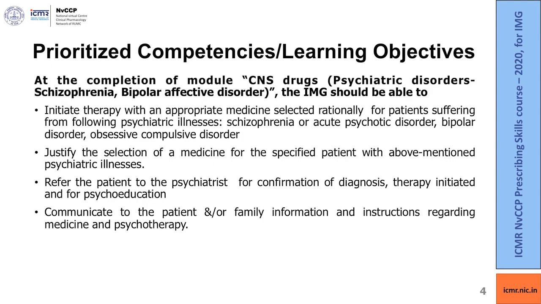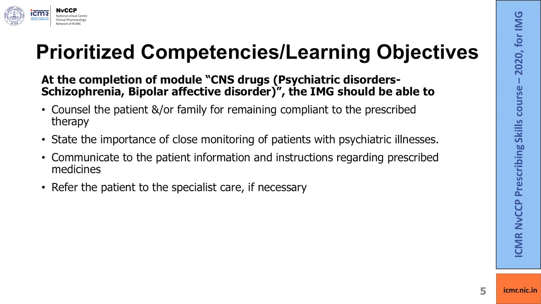After completion of this module as an IMG, you should be able to initiate therapy with appropriate medicine selection rationally for patients suffering from psychiatric illnesses, schizophrenia, acute psychotic disorder, bipolar disorder and obsessive compulsive disorder. You should be able to justify selection of a medicine for the specified patient with the above mentioned psychiatric disorders. You should be able to refer the patient to a psychiatrist for confirmation of diagnosis, for therapy initiation and for psychoeducation. You should be able to communicate to the patient and the family information and instructions regarding medicines and psychotherapy.